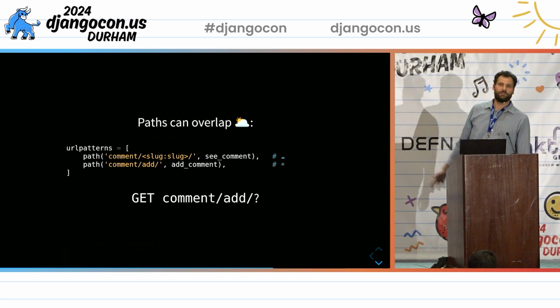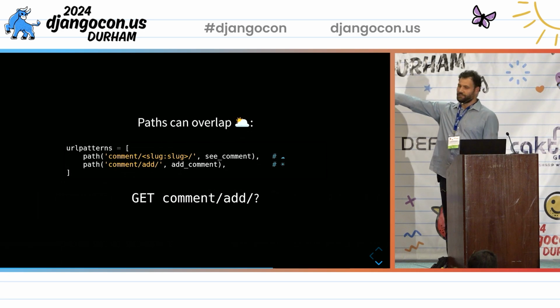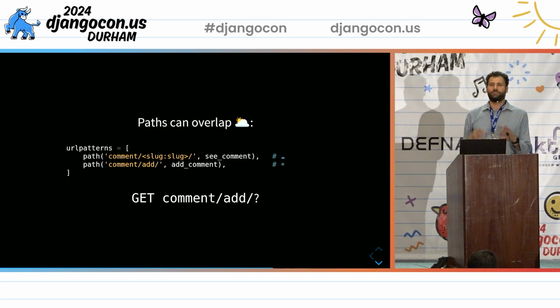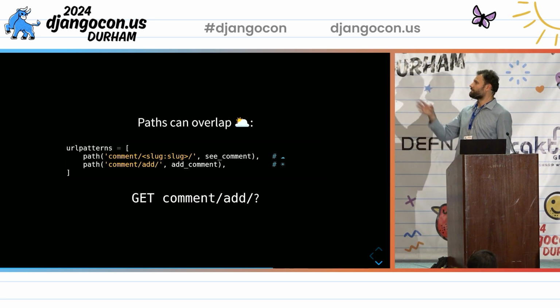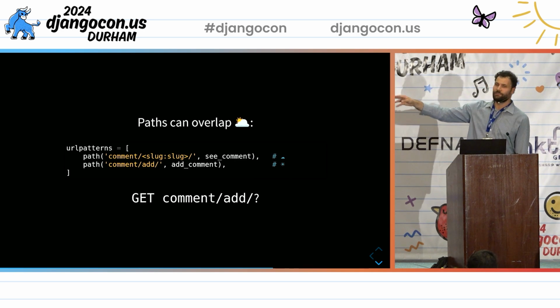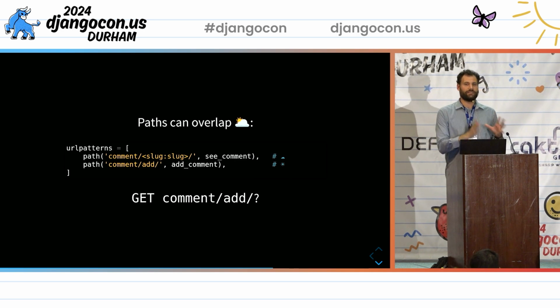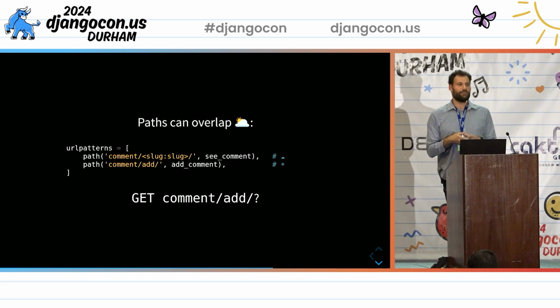Paths can overlap. For example, we here have defined two paths, one with a comment and a slug, and one with comment/add. Now, if we're going to visit comment/add, what will happen is it will visit the first path, right? And why is that? Because the text add is a valid slug as well.